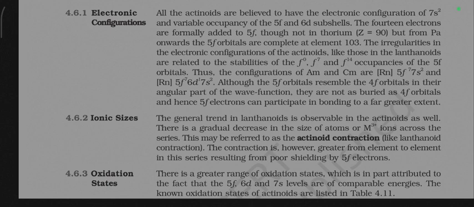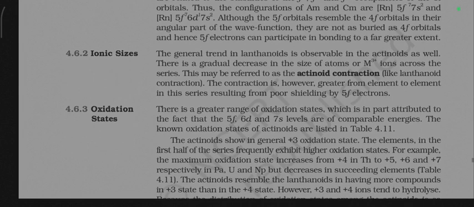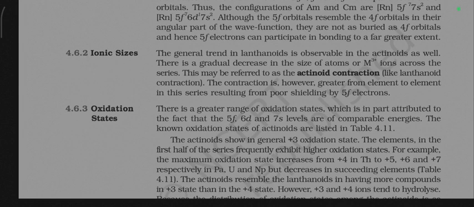Thus, the configurations of Am and Cm are [Rn] 5f7 7s2 and [Rn] 5f7 6d1 7s2. Although the 5f orbitals resemble the 4f orbitals in their angular part of the wave function, they are not as buried as 4f orbitals, and hence 5f electrons can participate in bonding to a far greater extent.